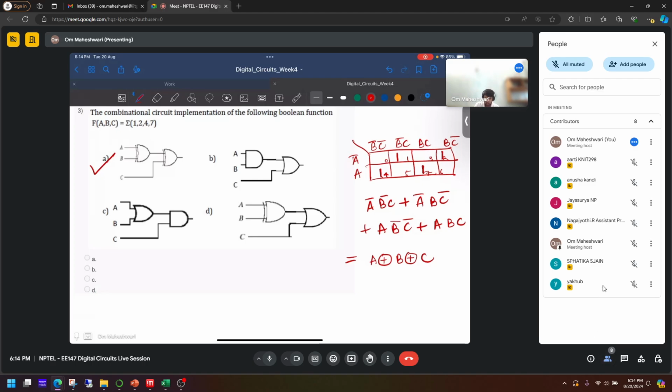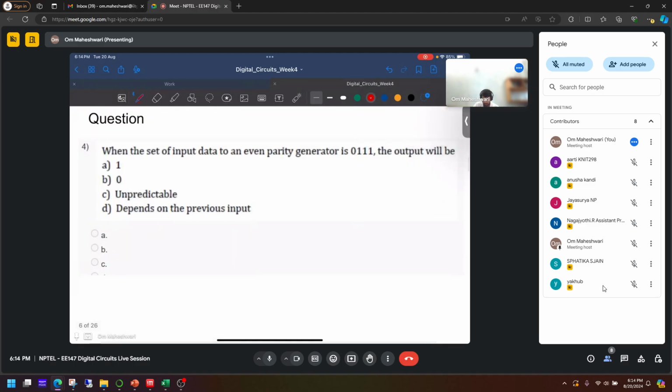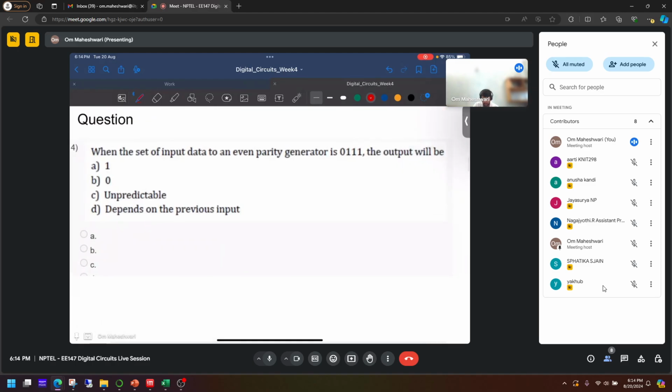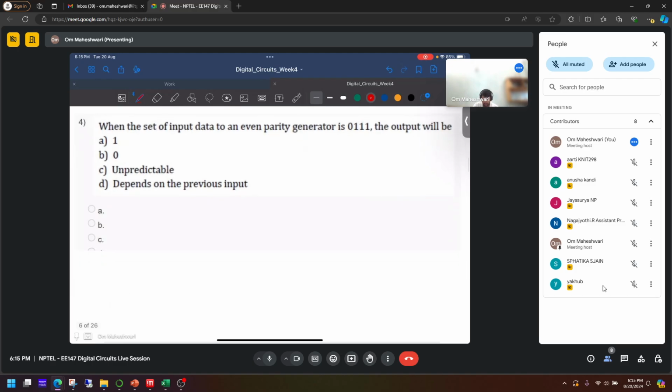Okay, so next one is: when the set of input data to an even parity generator is 0, 1, 1, 1, the output will be 1.